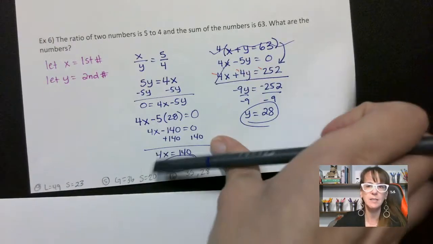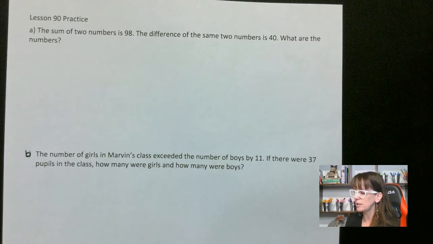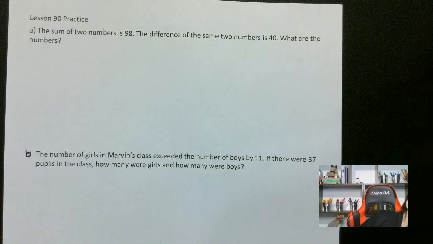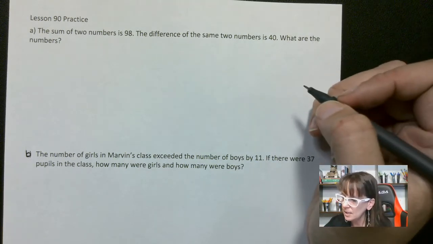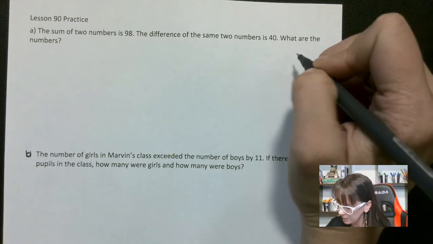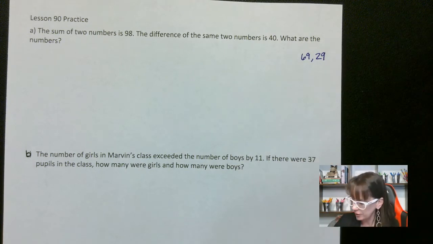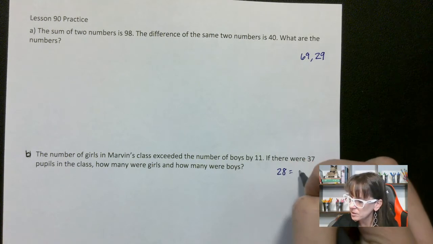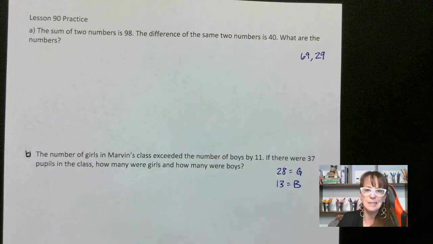Awesome. All right, one last thing. We got to do our practice problems. So here are the practice problems. Pause the video, do those, and then come on back. When you come back, you should get, for A, the numbers are 69 and 29. And for B, you should get the girls are 28, and boys equals 13. If you did not get that, stick around and I'll show you what to do.